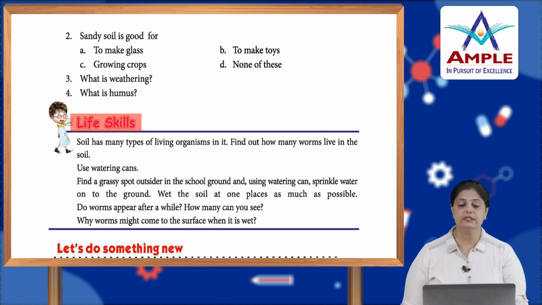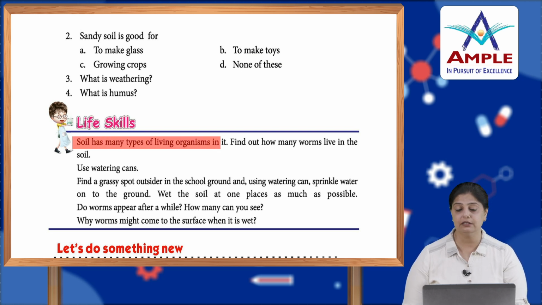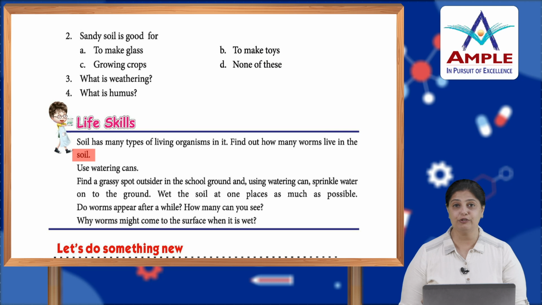Life skills. Soil has many types of living organisms in it. You have to find out how many worms live in the soil, and now you have to write about them. What are the types of worms that you can see in the soil? You can also see tiny snails walking in the soil, and earthworms. They also make the soil fertile.